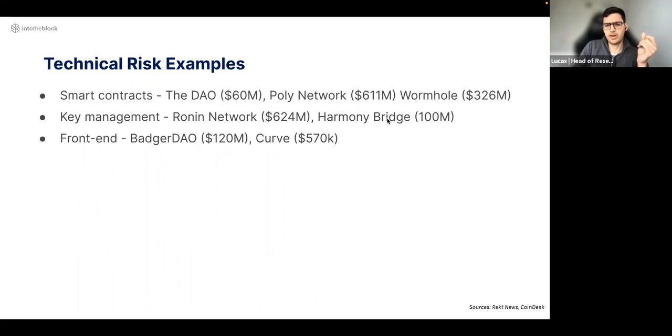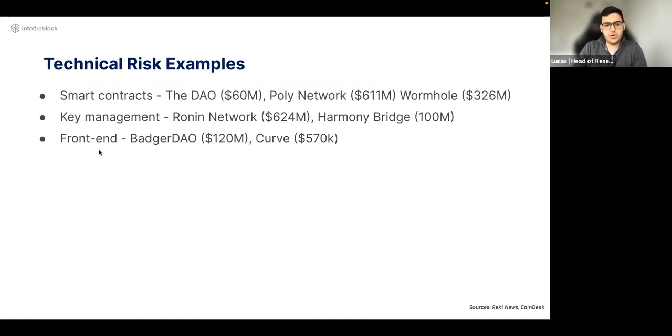I know for a fact that was the case with Harmony Bridge. I think also for the Ronin Network. So effectively, the government of North Korea got access to the keys operated by these deployers of the code and was able to extract the capital. So that's why key management is very important and a technical risk to keep in mind.